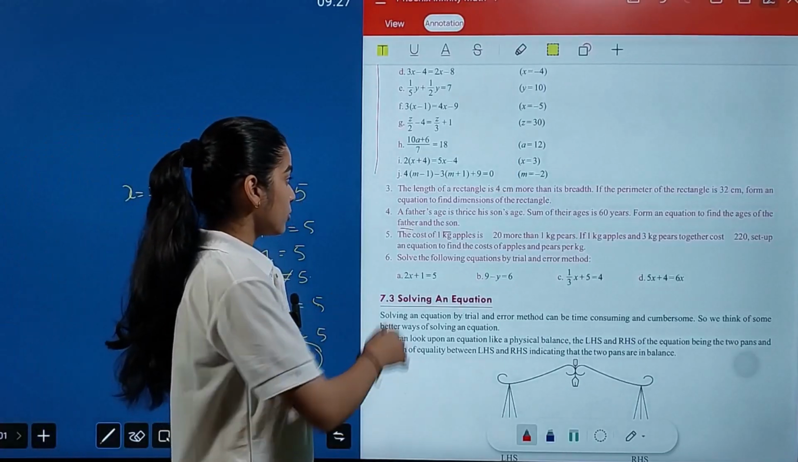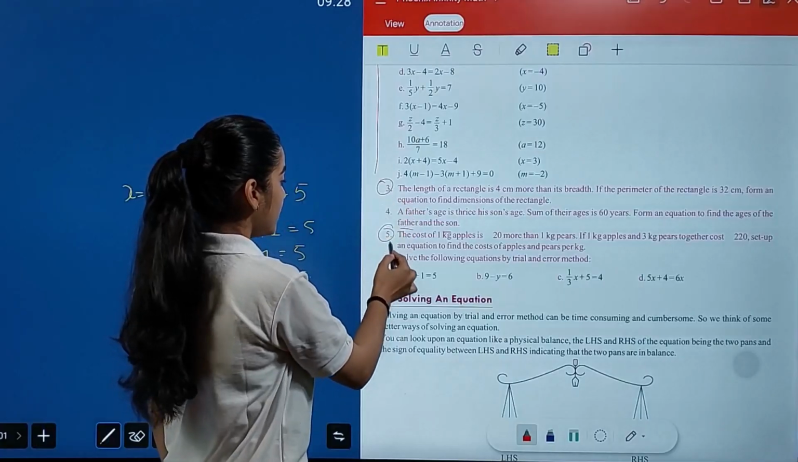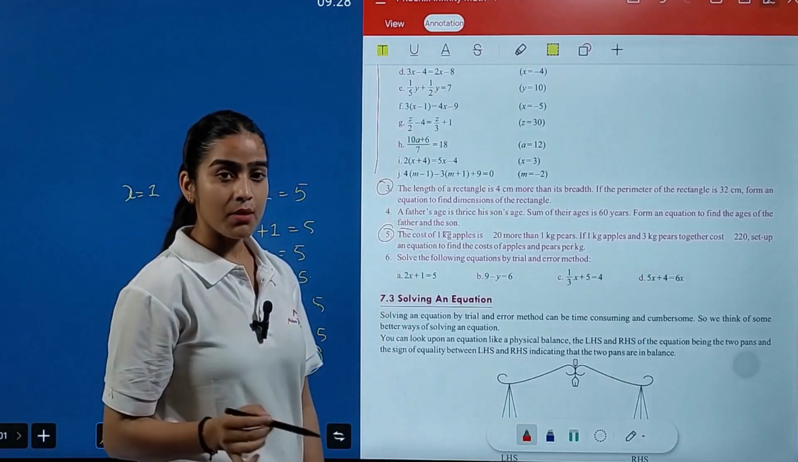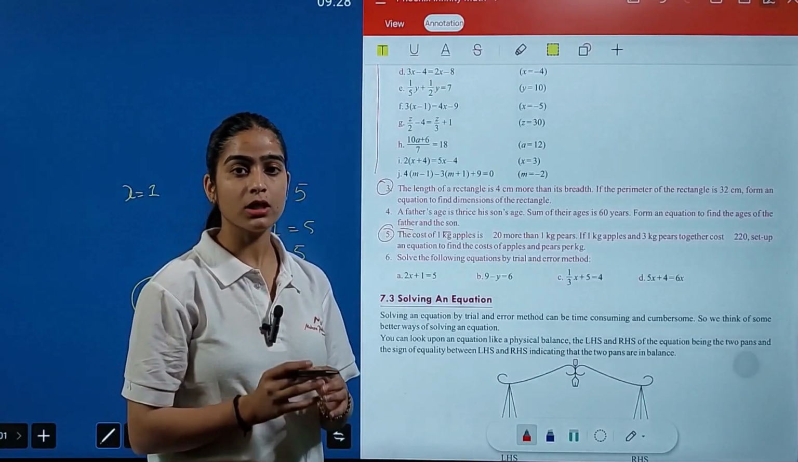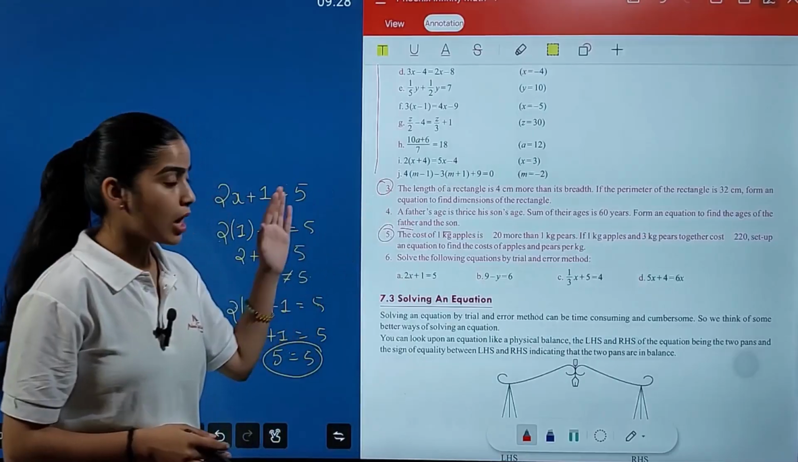Question number 3 and question number 5 are the same. First you have to read out the statements, consider the situation, and make your linear equation. I already explained how you have to do this.